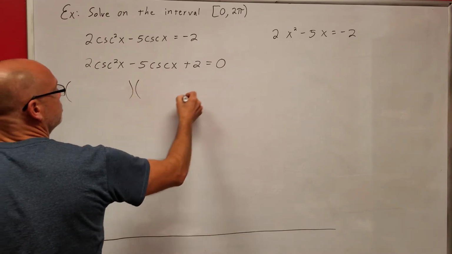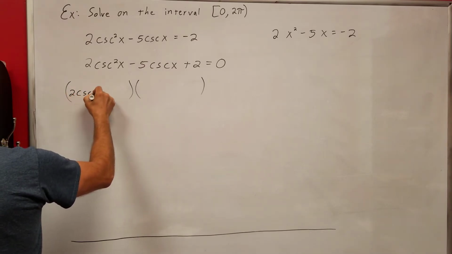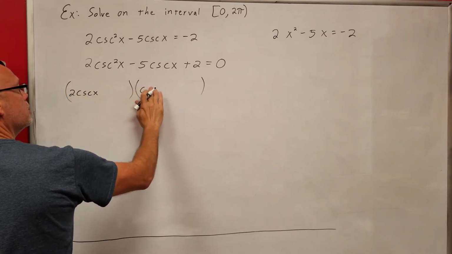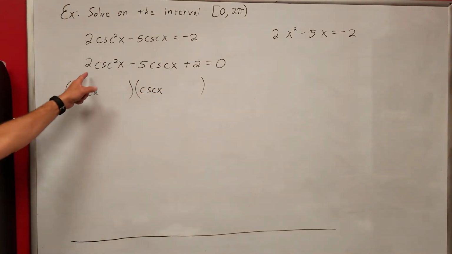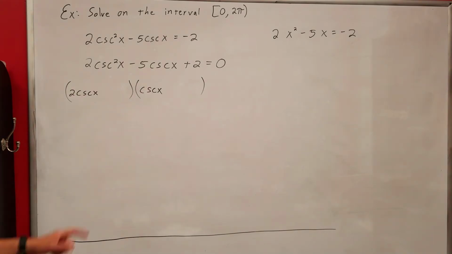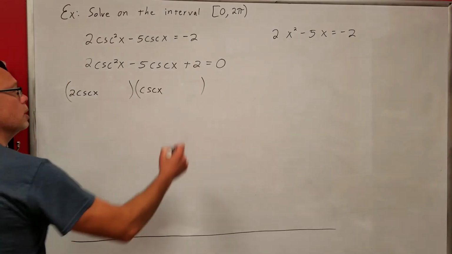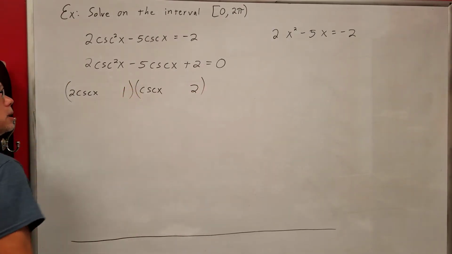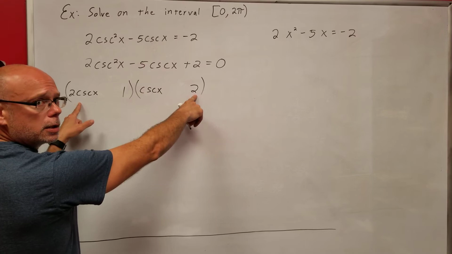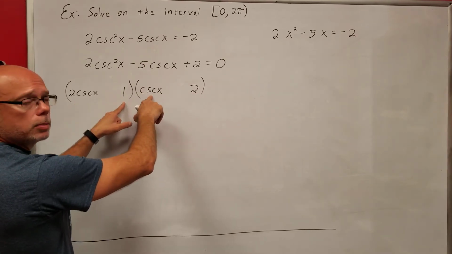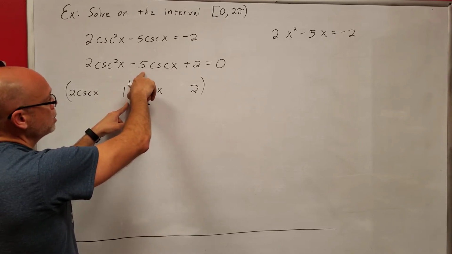Let's see, I'm going to break this up into 2 binomials. 2 cosecant of x times the cosecant of x will give me 2 cosecant of x squared. Now, what two things multiplied together give me 2? I'm going to say 2 and 1 like this. And let's check our middle term. If I multiply these two, I get 4 cosecant. If I multiply this one, I get 1 cosecant. What's 4 cosecant plus 1 cosecant? 5 cosecant is what I want.